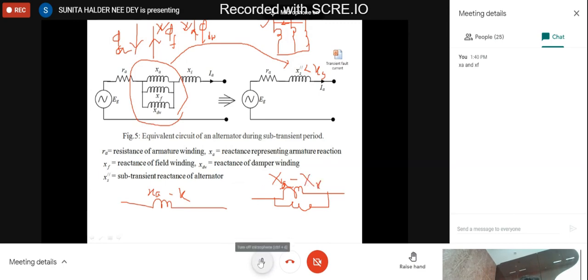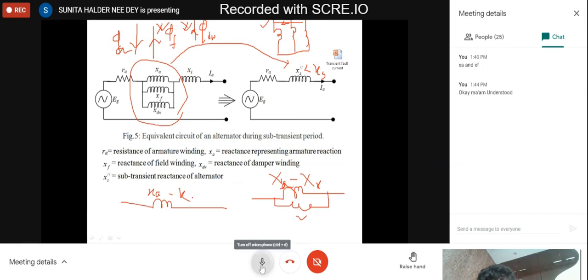Then if the equivalent reactance is XA minus K, we can calculate what this reactance will be. We are assuming this one as XF. Should I explain that one? Are you convinced? Yes, ma'am, understood. Yes, ma'am. My microphone is not working.